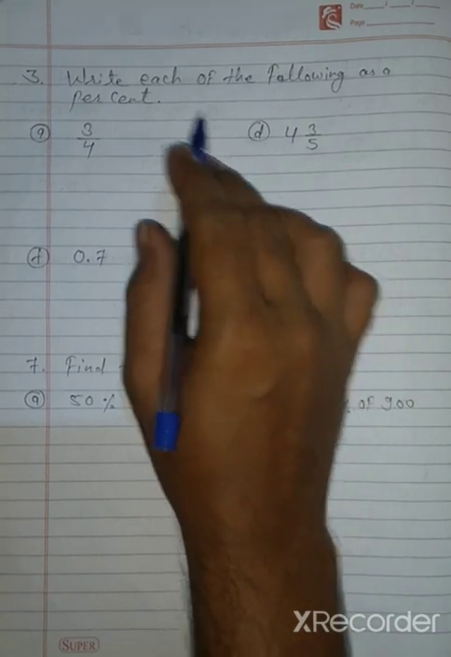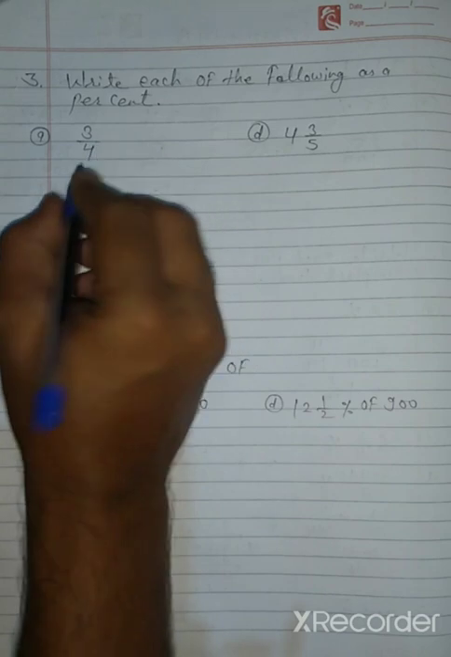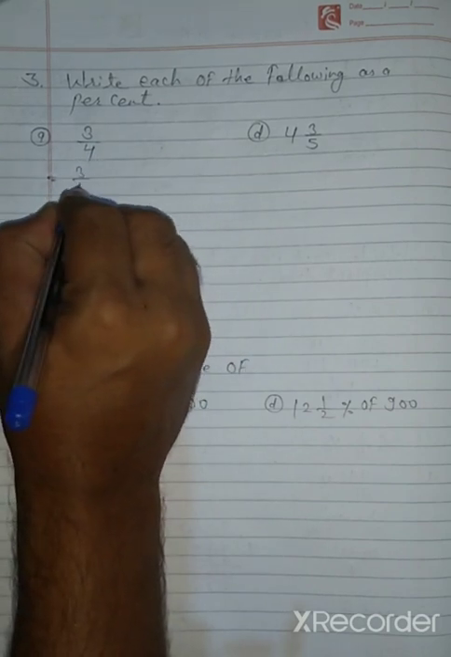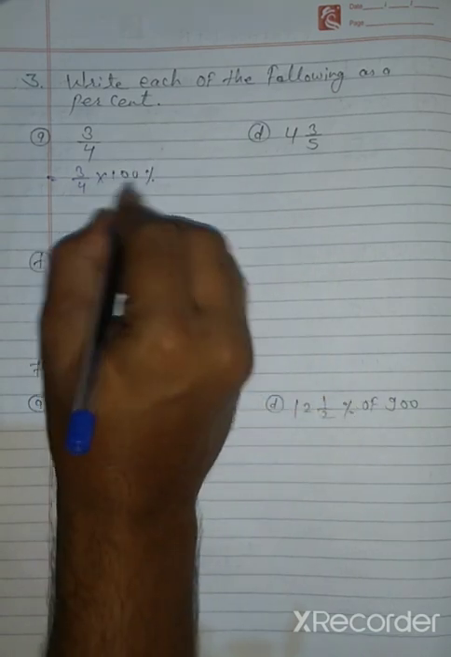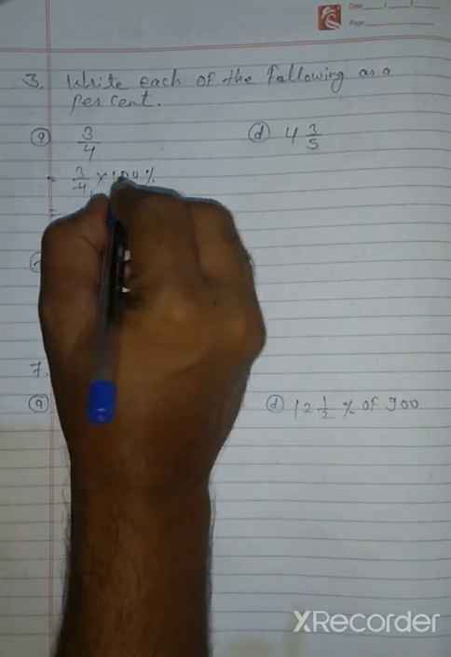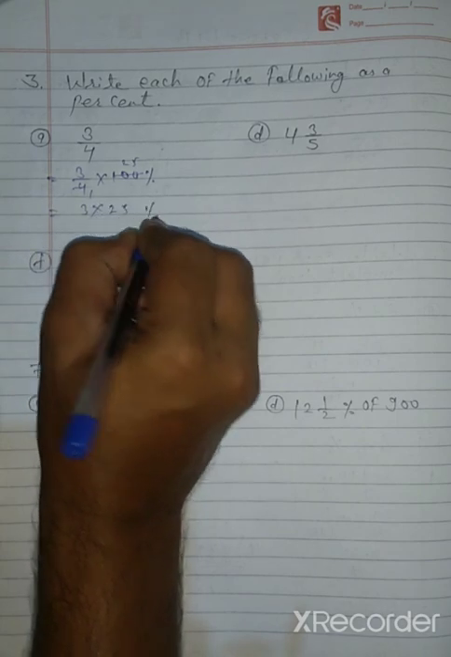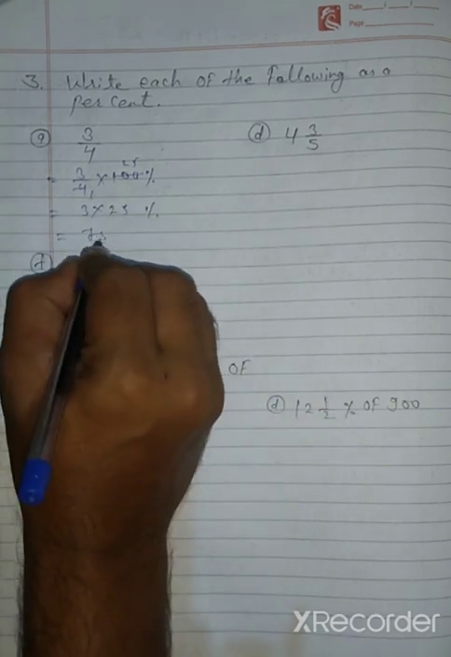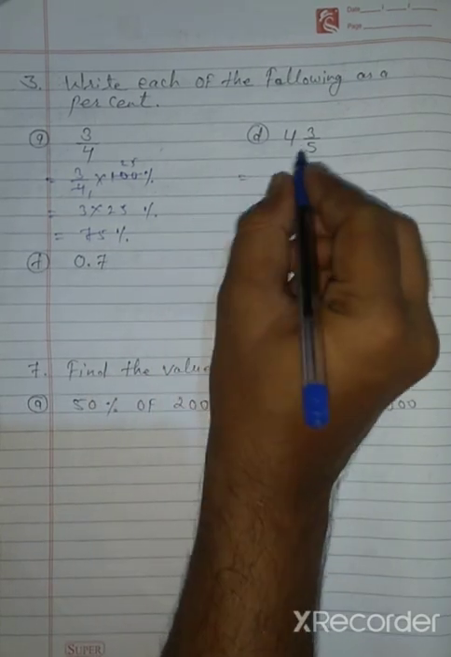Question number 3. Write each of the following as a percent. Fraction to percentage is very simple. 3 upon 4. If you multiply by 100%, you can directly solve. 100 divided by 4 is 25 times. So 3 multiply 25% is 75%.